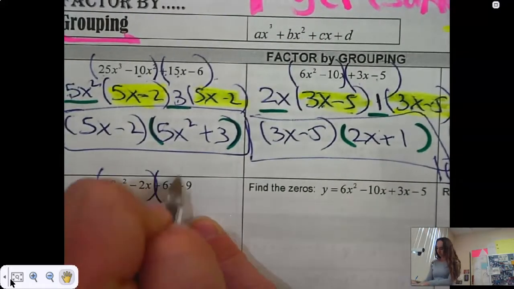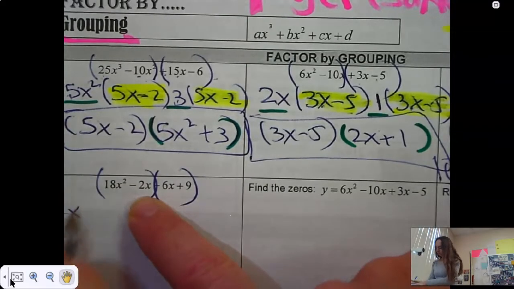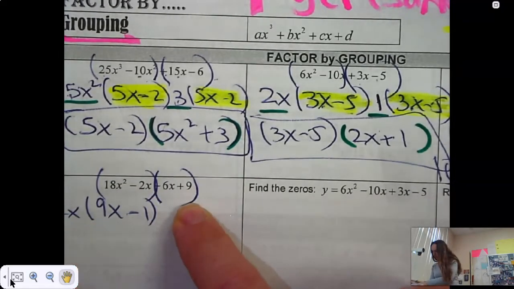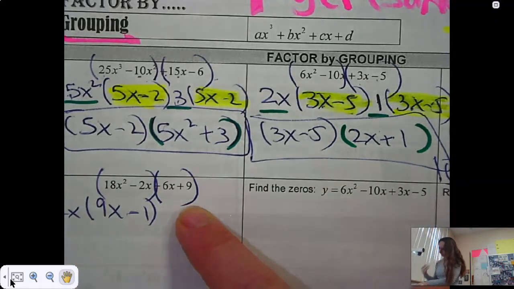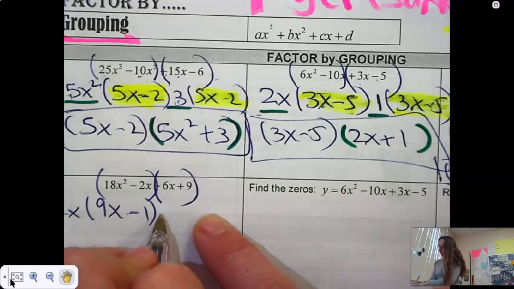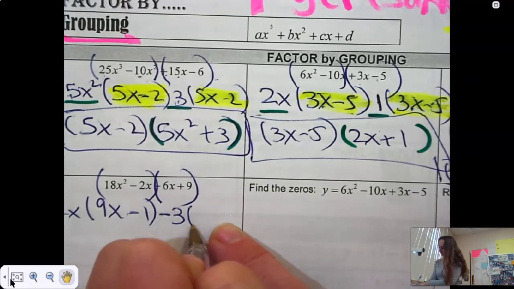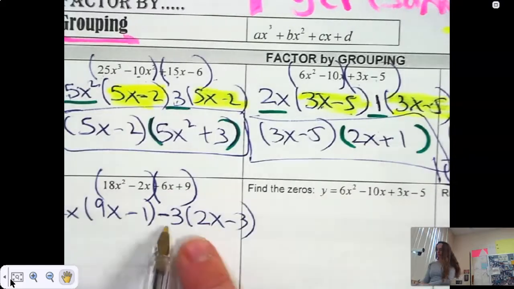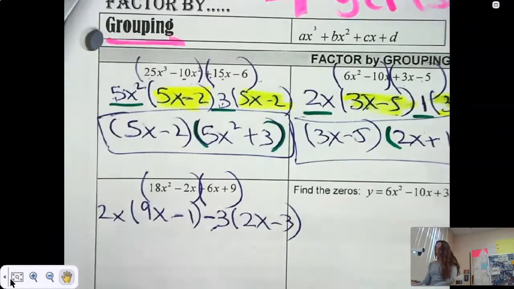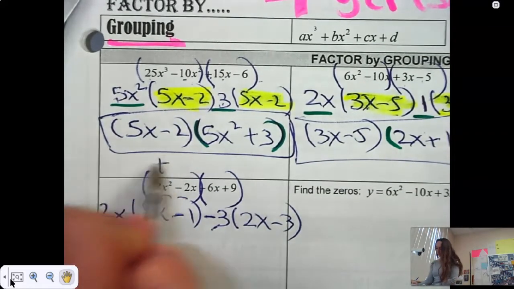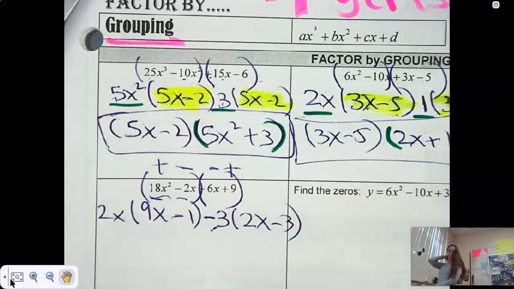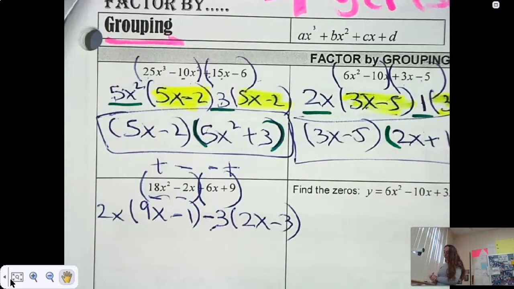Factor by grouping. Don't forget that negative. You take out 2x, 9x minus 1. Okay. Wow, this one's just totally off. I don't know if this one's... And then this is negative 3. And then 2x minus 3. Now, how did I know to take out a negative? See how this is positive negative, and this is negative positive? So that means that I'm going to have to take out a negative in order for it to work.